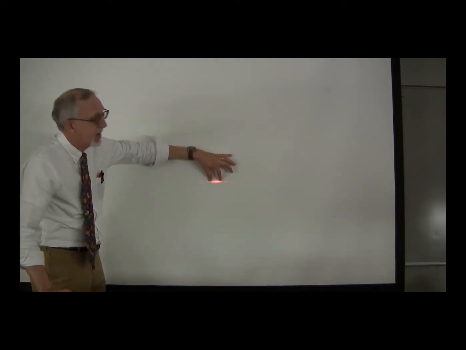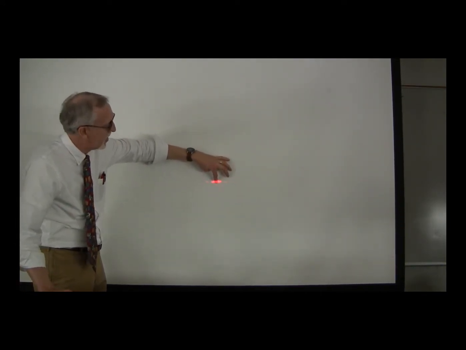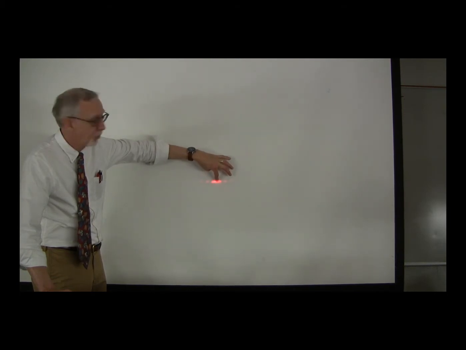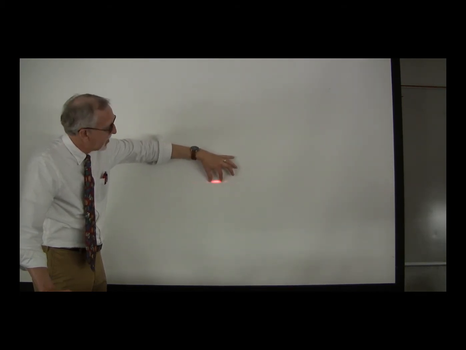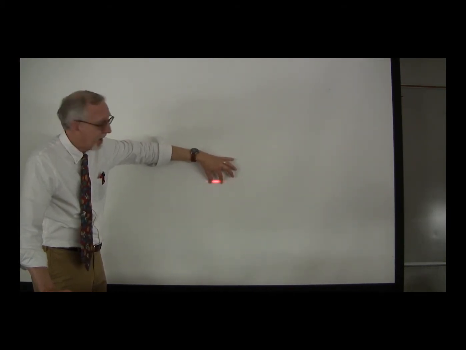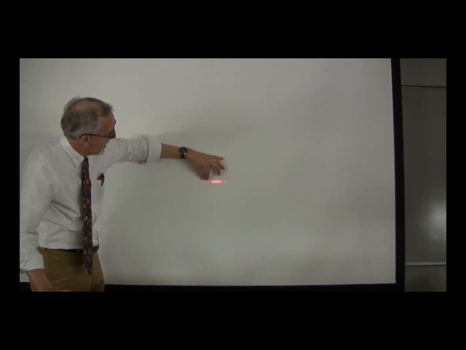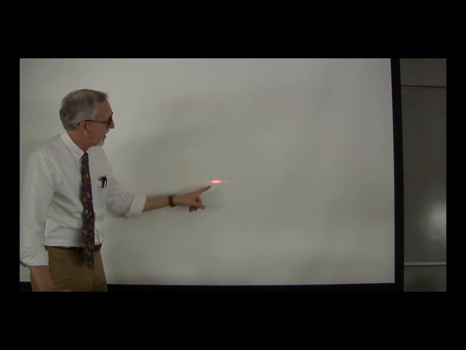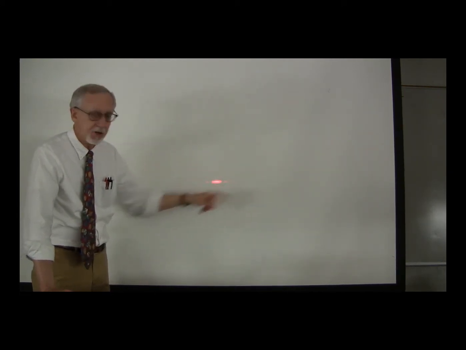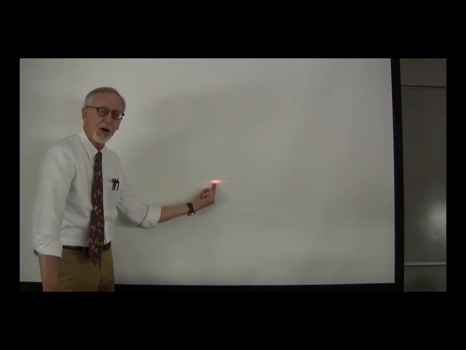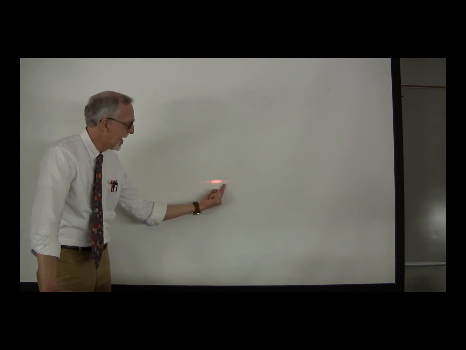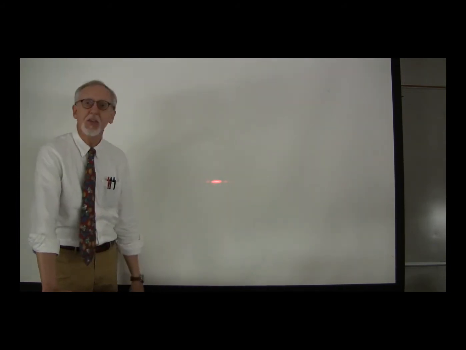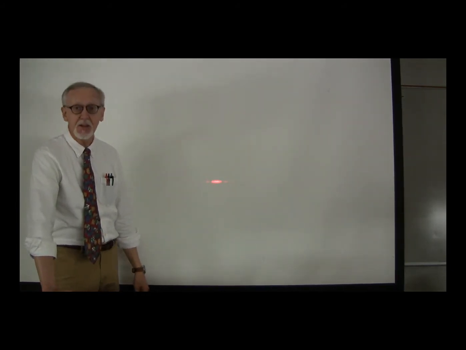I also want you to notice the central bright fringe, which is where the beam originally was without the slit. We have a very large central bright fringe, but then the side bright fringes get smaller, and likewise they also get dimmer. So the central bright fringe is the brightest, and as we move to the side, the bright fringes get dimmer and dimmer and dimmer.